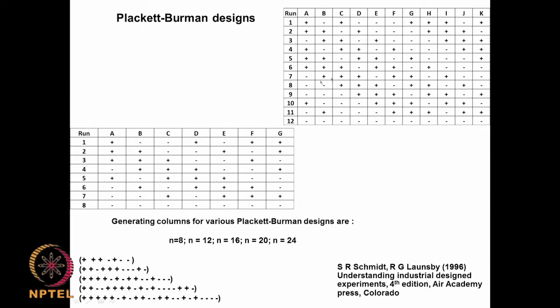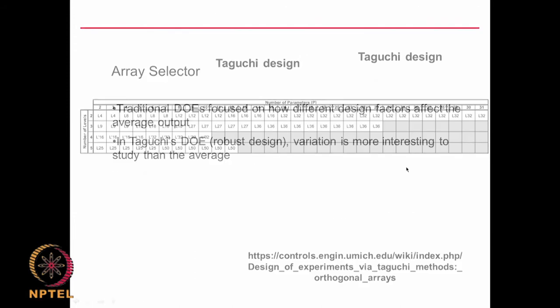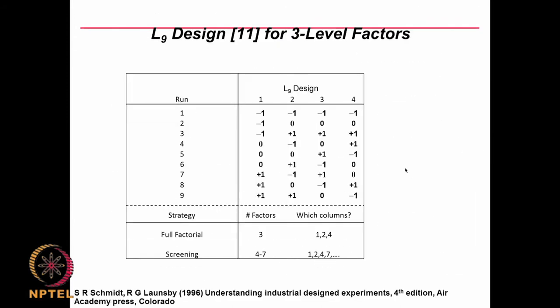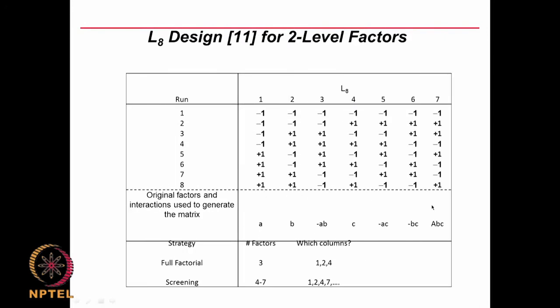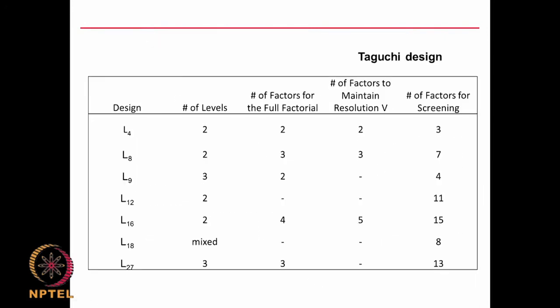So, for 11 factors, I can use a Plackett-Burman design and do 12 experiments, or I can pick up the Taguchi table for L12. I have 11 factors and I can do a screening design. So, I have both the options actually. I can take Taguchi or I can take Plackett-Burman for 12 experiments.